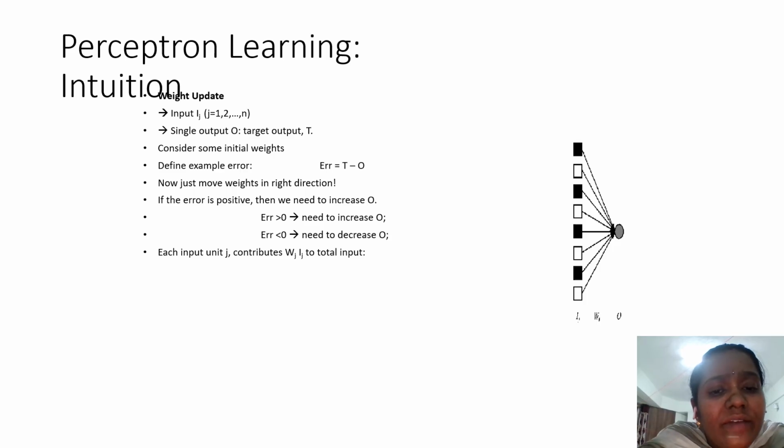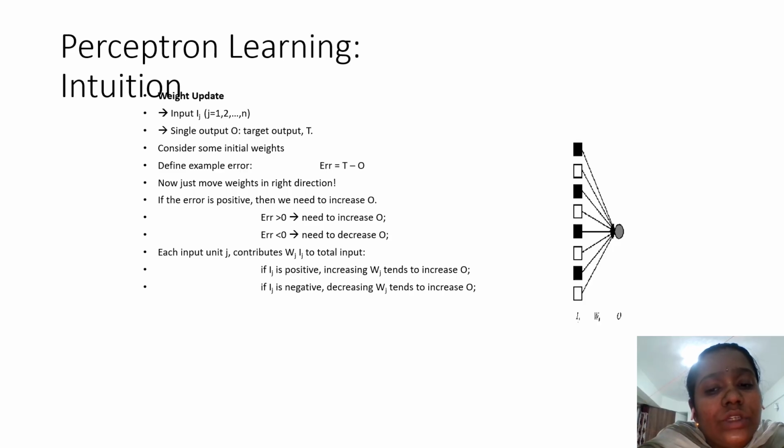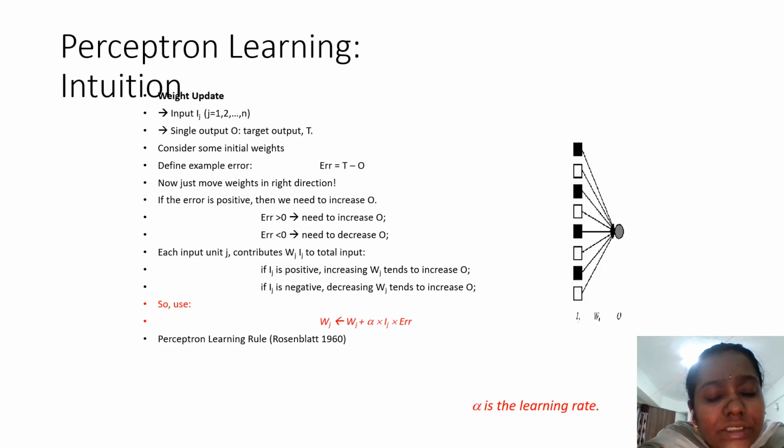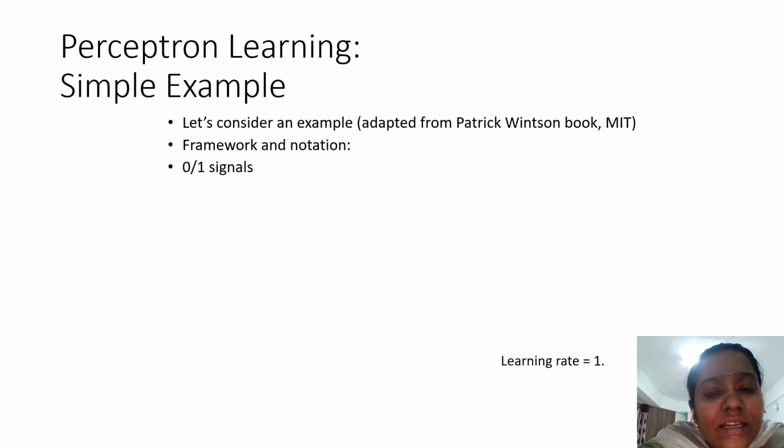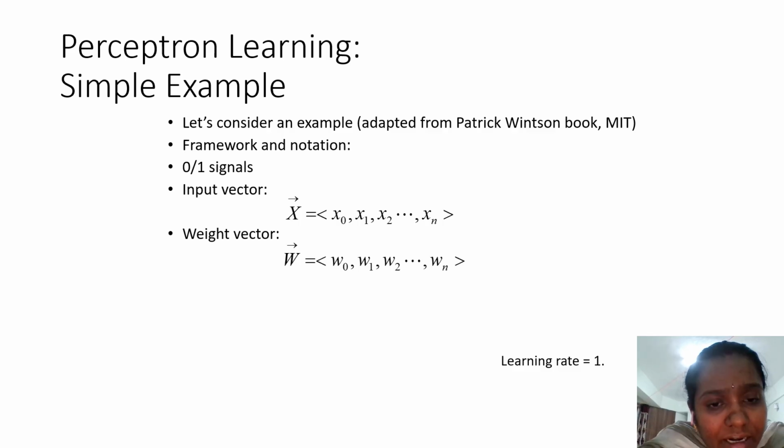Each input Ij contributes Wj·Ij to the total input. If Ij is positive, increasing Wj tends to increase O. If Ij is negative, increasing Wj tends to decrease O. So we use this function. The perceptron learning rule by Rosenblatt, 1960, is adapted from the Patrick Winston book framework and notation, with 0/1 signals and learning rate equal to 1. The input vector is x = (x0, x1, x2, ..., xn), with weight vector W0, W1, W2, ..., Wn.